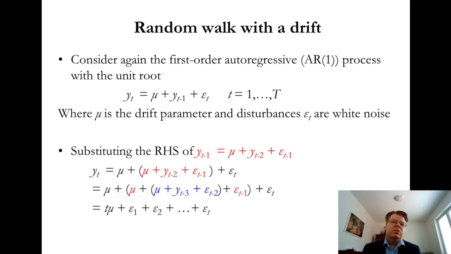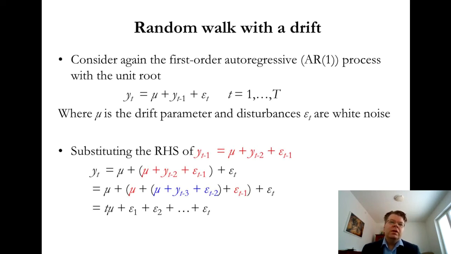So if we substitute the right-hand side of that red equation into the original equality here, we can then continue this same kind of substitution. We can always eliminate the right-hand side with the new lagged value. So ultimately, this boils down to a random walk with a drift. On the bottom equality, we see that if you do this substitution all the way to the first period, then y in period t in fact includes t times this drift parameter mu plus epsilon 1 plus epsilon 2 plus epsilon all the way to period t.